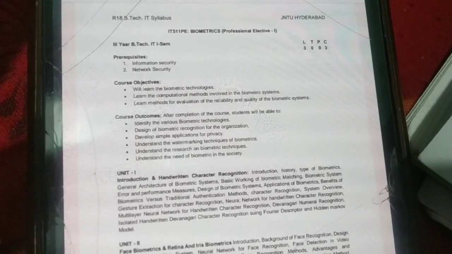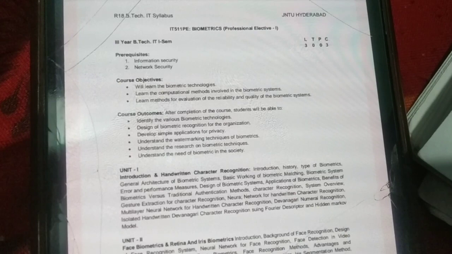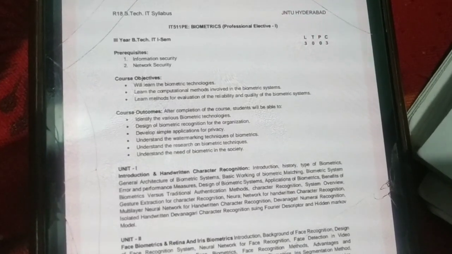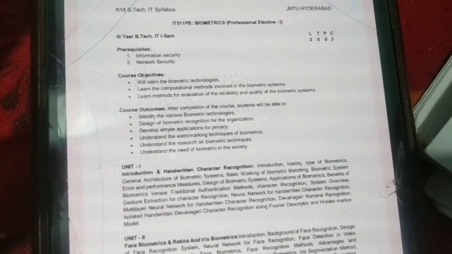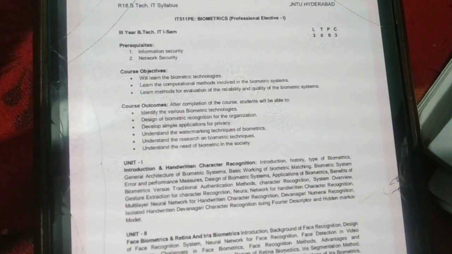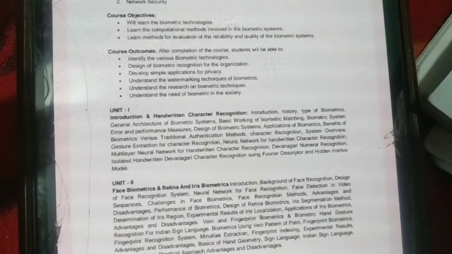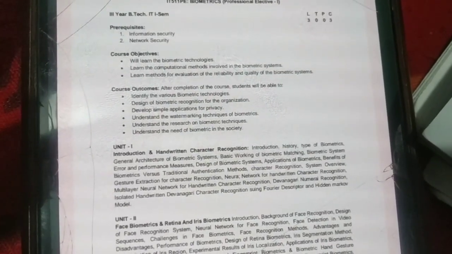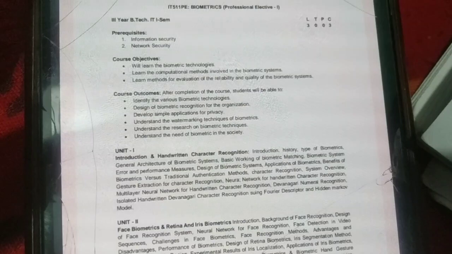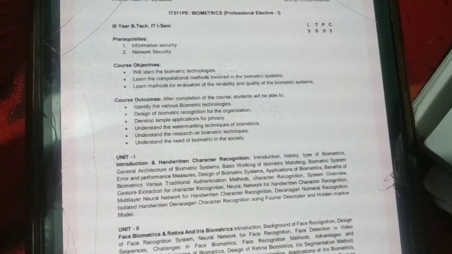Hello everyone. So today we are going to study Biometrics of the JNTUH R-18 subject, which is a professional elective in 3-1. The syllabus is very vast, but we are trying to cover each and every topic of the subject. So please stay tuned. First of all, Biometrics is a very theoretical subject. We are going to learn topic wise.